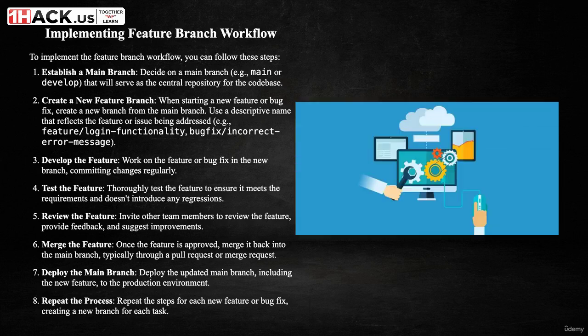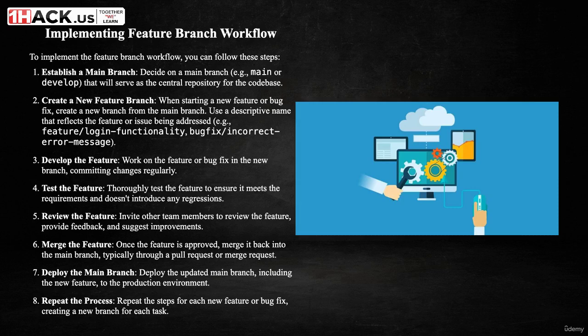Now let's discuss how to implement the feature branch workflow in your software development projects. 1. Establish a main branch. The first step is to decide on a main branch, such as main or develop, that will serve as the central repository for the codebase. This main branch will be the starting point for all new feature branches.